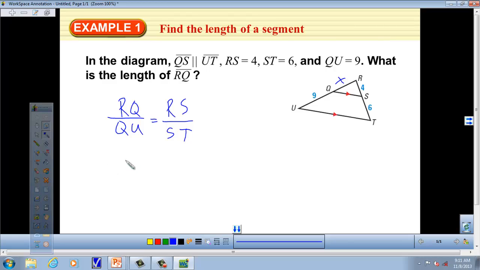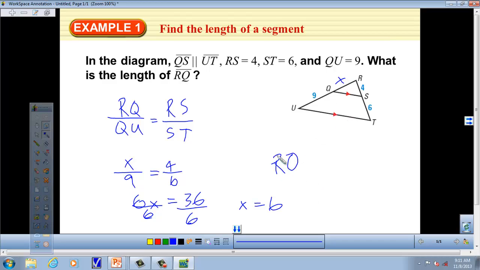So substituting in our numbers for these lengths, we've got x over 9 and 4 over 6. Cross multiplying, we've got 6x is equal to 36, and dividing both sides by 6, we get x is equal to 6, and that is the length of RQ, so RQ is equal to 6.